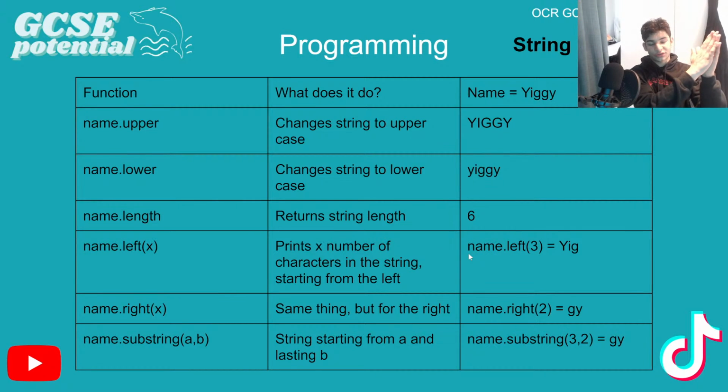Name.right, so that's where it starts from the right and it goes to the left. So name.right 2 would go to the very right letter, and then it will do that letter and one more because it's 2. So 1, 2.